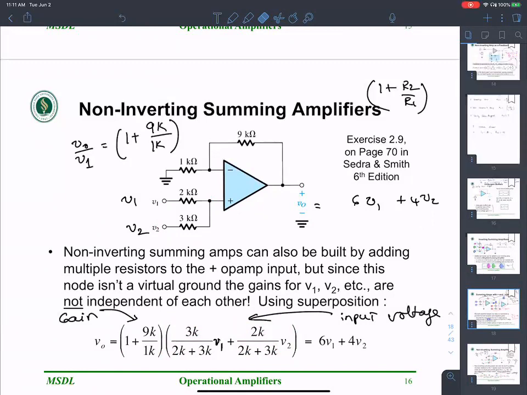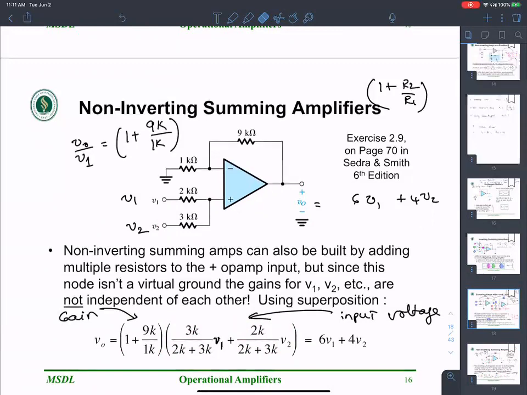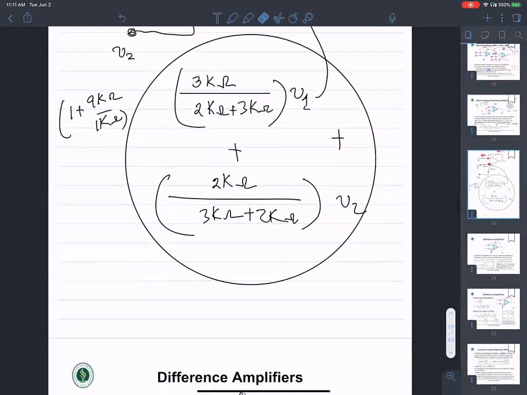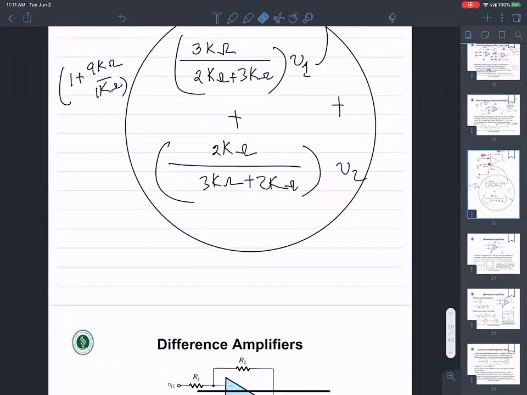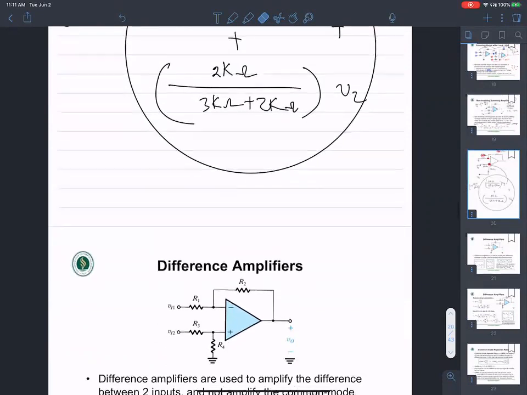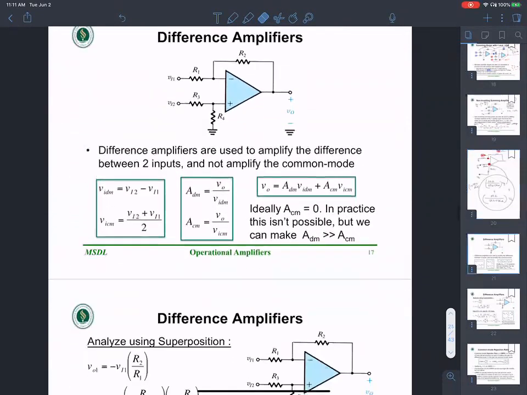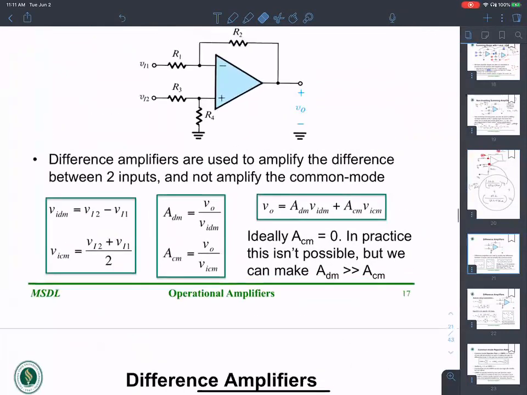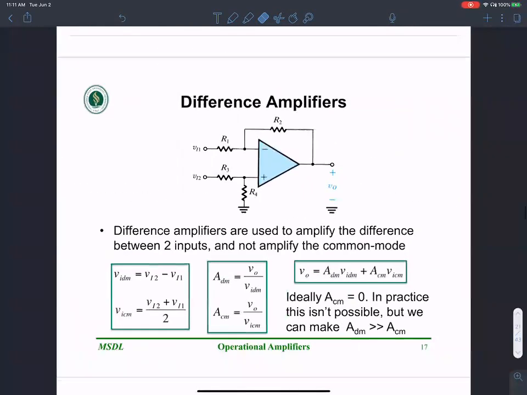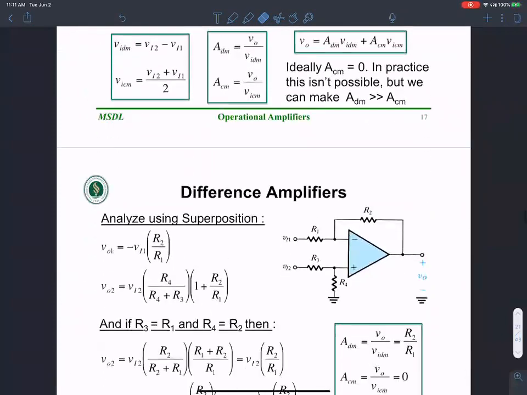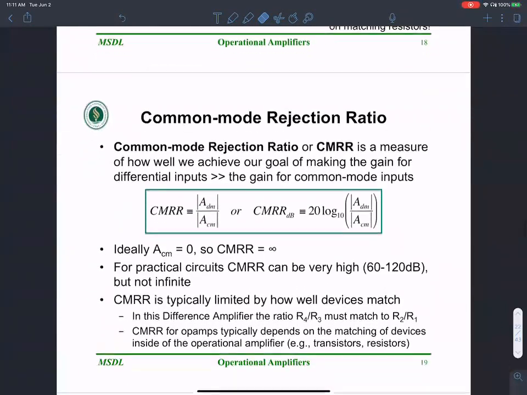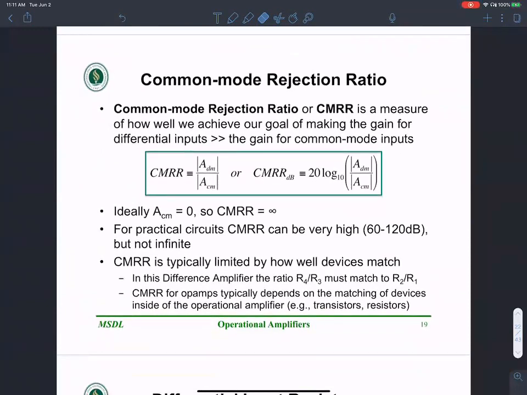So that's the idea of a non-inverting summing amplifier. So far we looked at a bunch of amplifiers: an inverting amplifier, a non-inverting amplifier, a unity gain buffer, an inverting summing amplifier, and a non-inverting summing amplifier. Now we can look at difference amplifiers that amplify the difference between the input terminals. But I want to take a break here. There's the idea of common mode rejection ratio. This is what we will continue talking about in the next class.